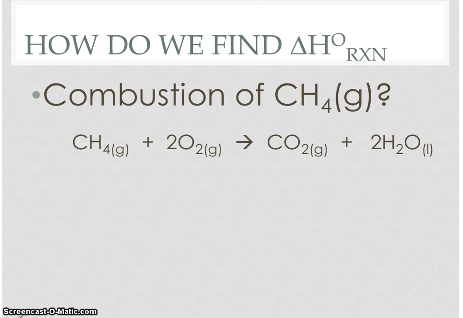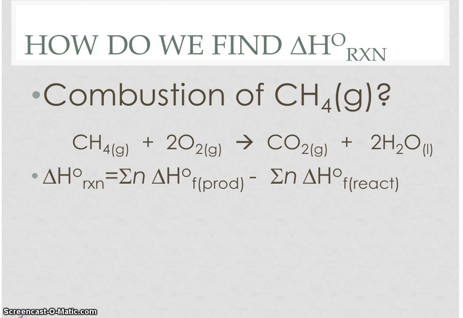Now, our delta H of formation tables give us the values for forming compounds. So we can find out the carbon dioxide and water values right off the table. But the methane and oxygen aren't being formed, they're being broken down. And we know that from Hess's law, if we just reverse the reaction, we switch the sign on our delta H of formation value. So we can make that into an equation.